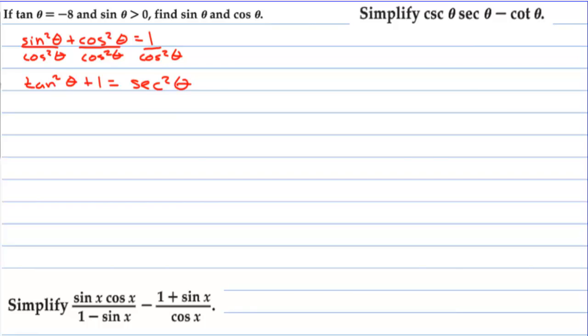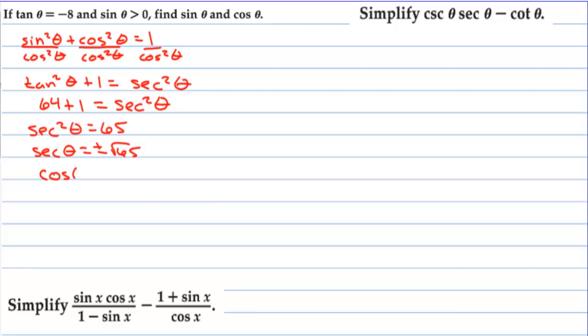Tangent and secant go together. Cotangent and cosecant squareds go together. Now if I square tangent, that's 64 plus 1 is equal to secant squared theta. So secant squared is equal to 65. That means secant is equal to plus or minus square root of 65, just by square rooting. And then we can go beyond that and say, well, now we know that cosine of theta is equal to plus or minus 1 over square root of 65, which is plus or minus square root of 65 over 65.